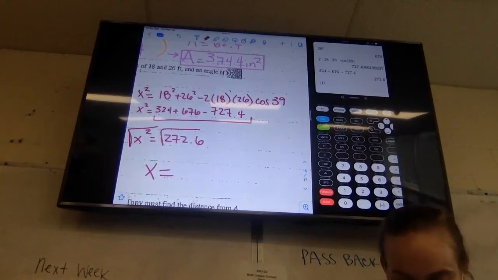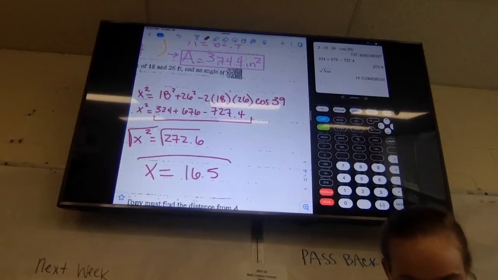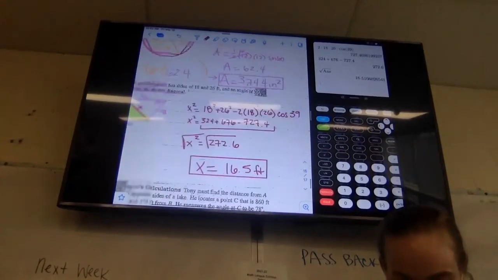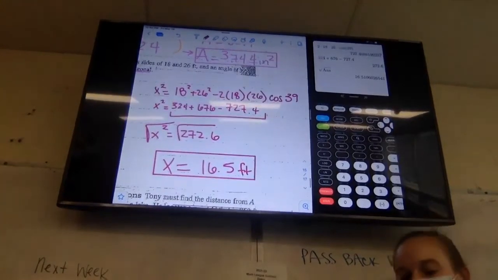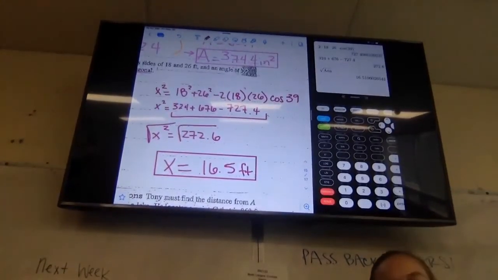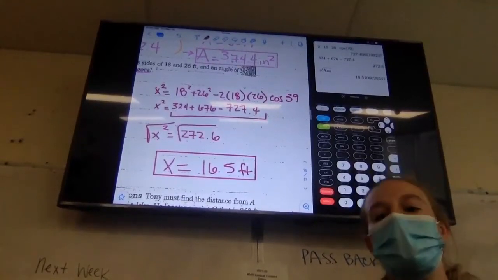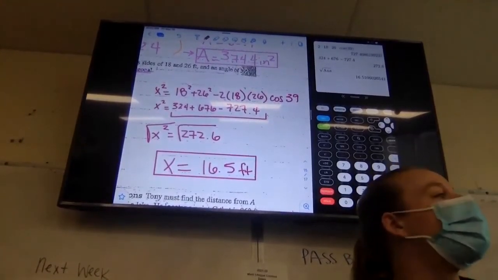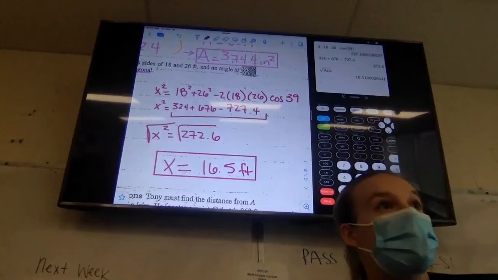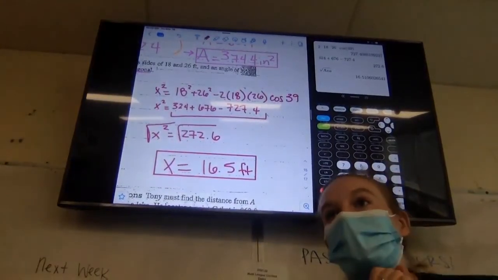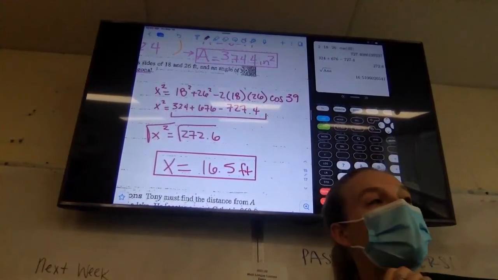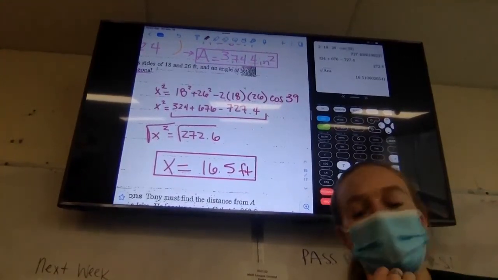Oh, that's not it. I get 16.5, and that's in terms of feet. We just have one more to do, and it's just like this one. They even already drew the shape for us, which is really nice of them. Anybody have any questions on this before I move to the last problem for today? I'm going to leave it up here for one second.